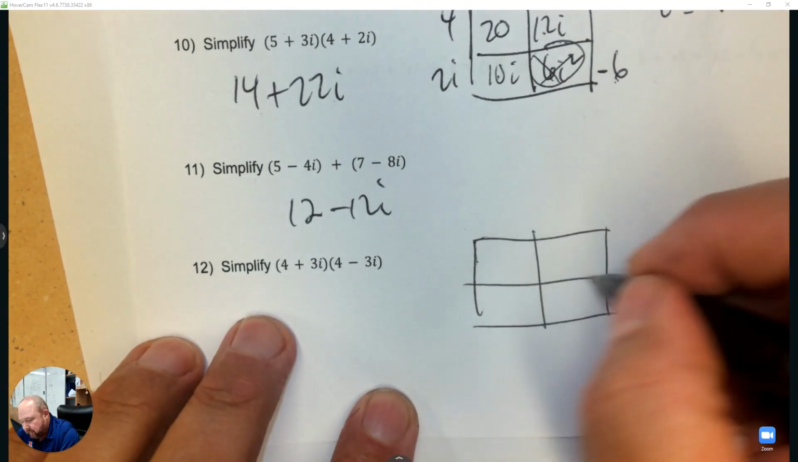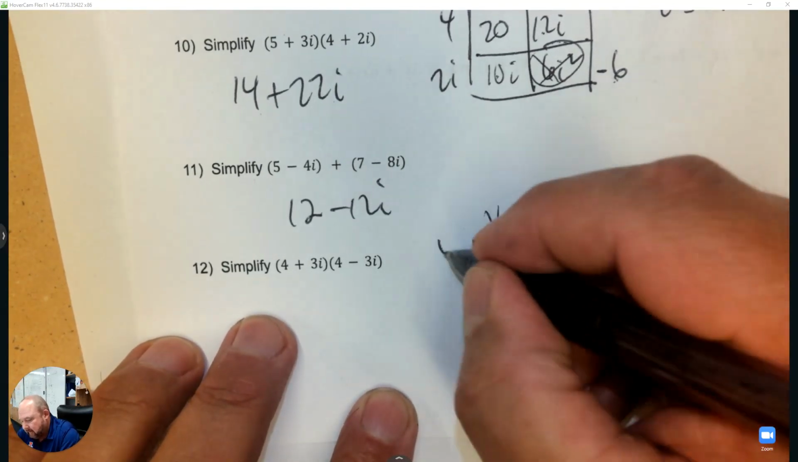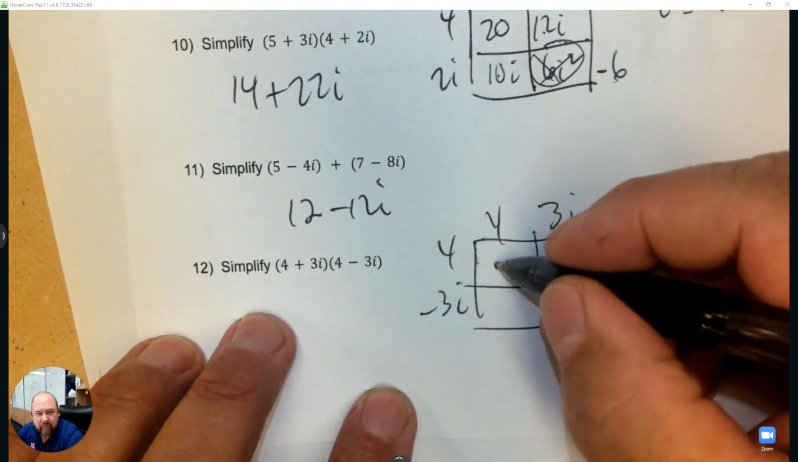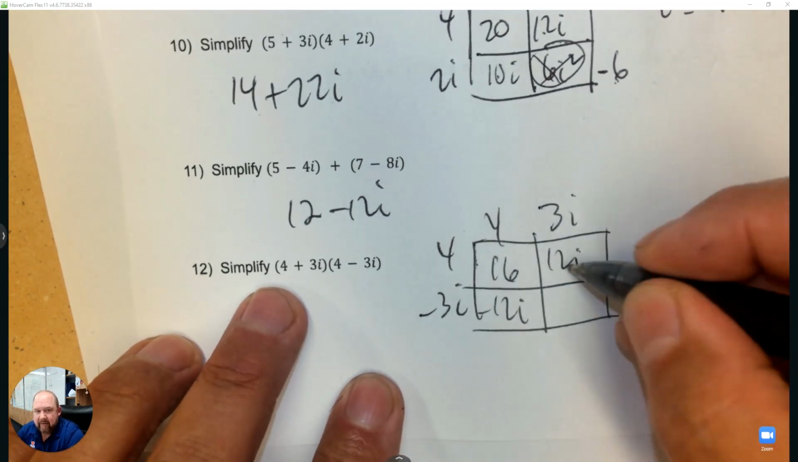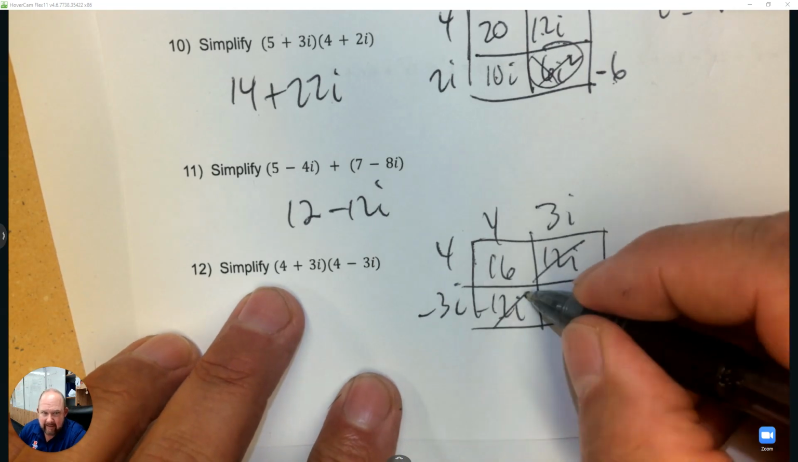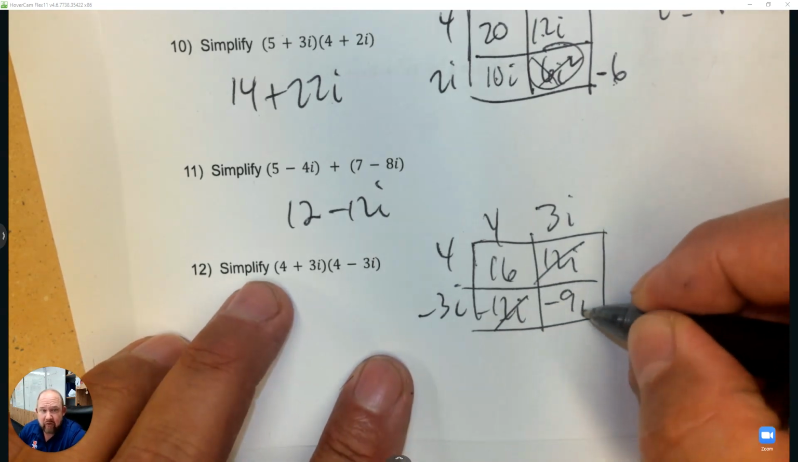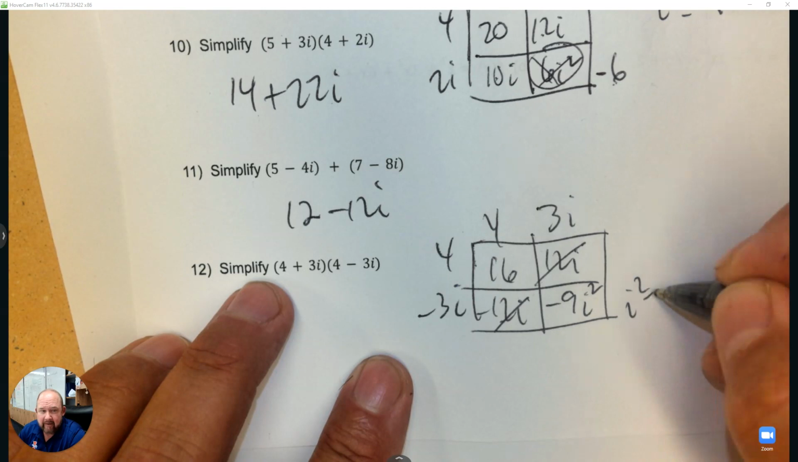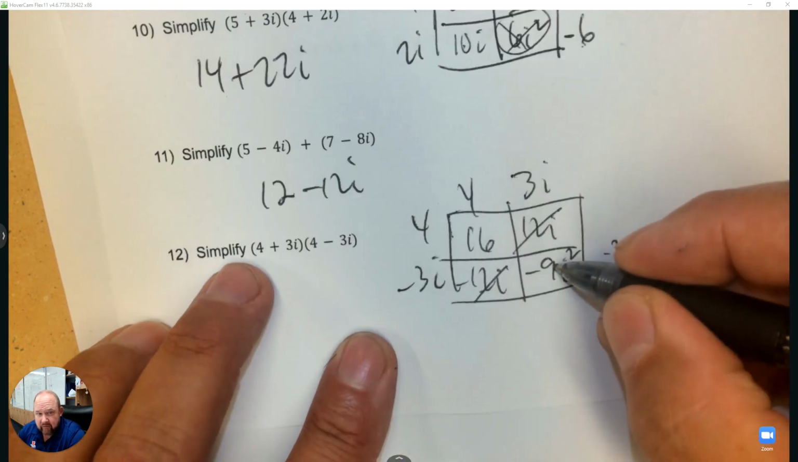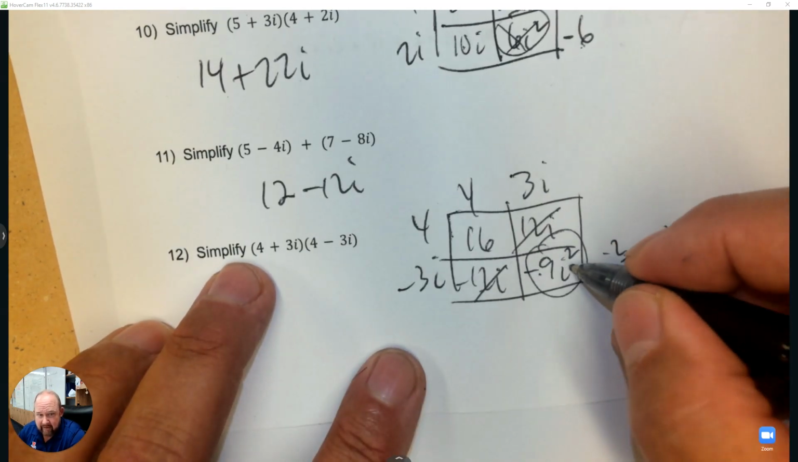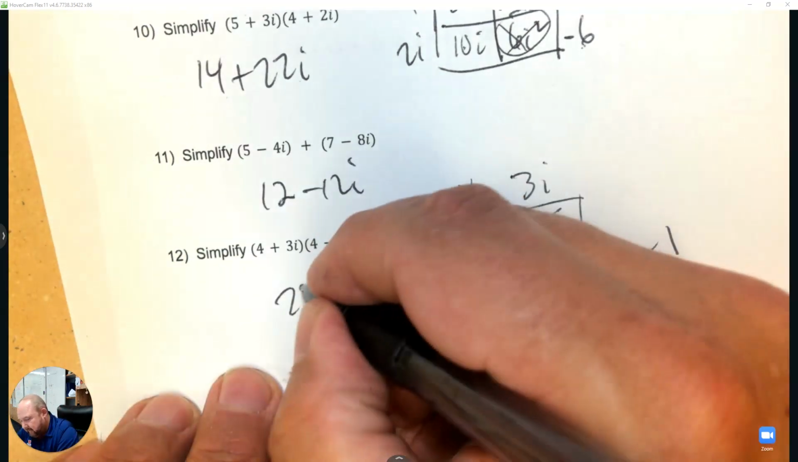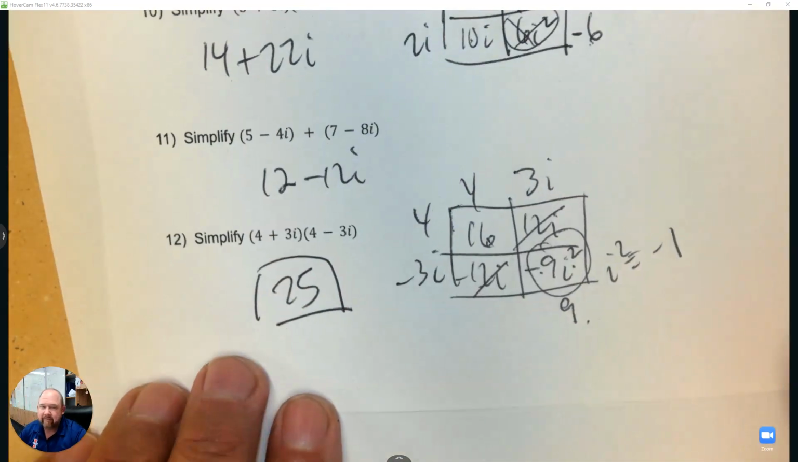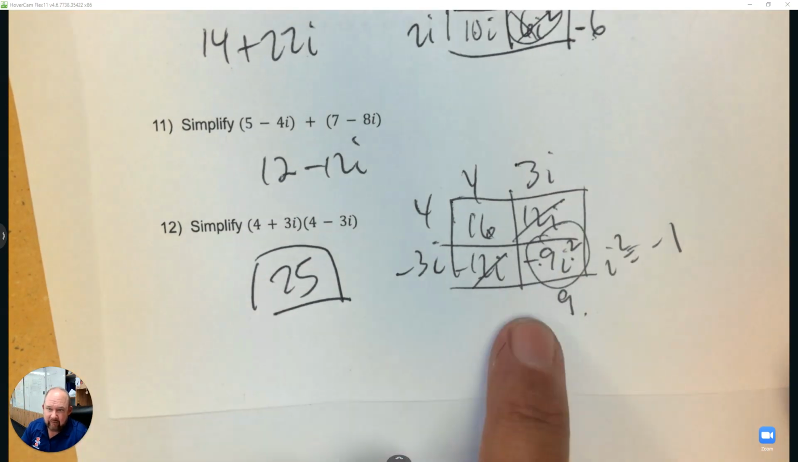Now this one's a difference of squares, so I want you to see what happens when they're almost the same. One's adding, one's subtracting. So as you do this work, you'll notice that positive 12i and negative 12i cross out. And here you have negative i squared. Now remember, i squared equals negative 1. So this number, a negative times a negative, is really positive 9. So 16 plus 9, this answer is just 25, because the i's cross out.